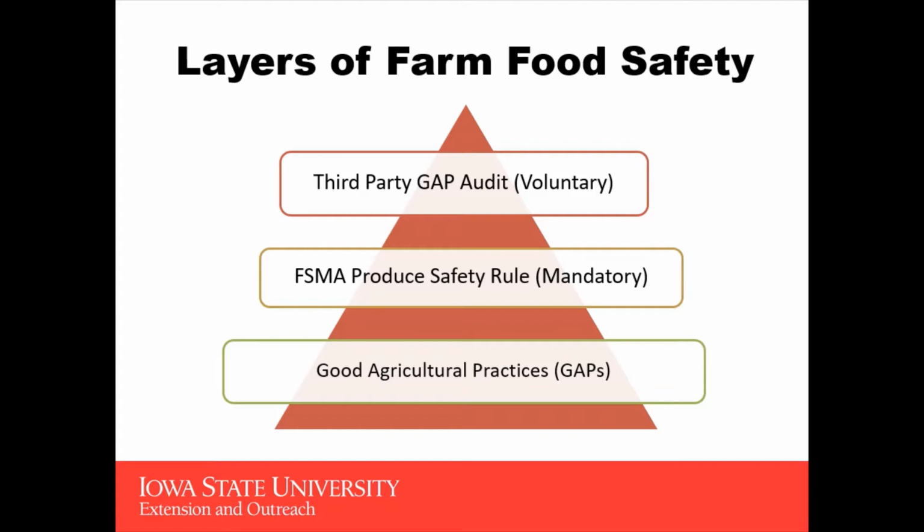The next layer is third-party GAP certification. This certification is voluntary for farms until a buyer requires a farm to be certified before they will buy from them. Some farms may be exempt from the Produce Safety Rule, but they may still need a GAP audit to satisfy buyer requirements.